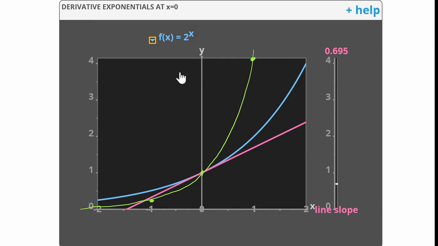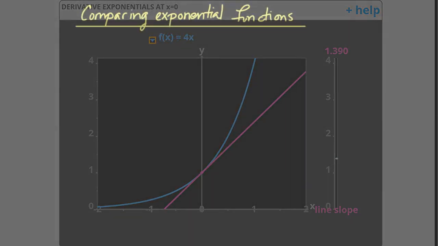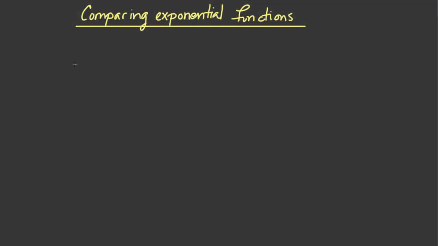So we definitely expect that the derivative at x equals 0 is going to be larger. So let's go ahead and change this function to the function 4 to the x and find its derivative. So we see here that it's definitely steeper, and we get a value somewhere around 1.39. Of course, again, this is just an approximation. So let's get rid of the mathlet and write some of this down. So this is what we just saw.